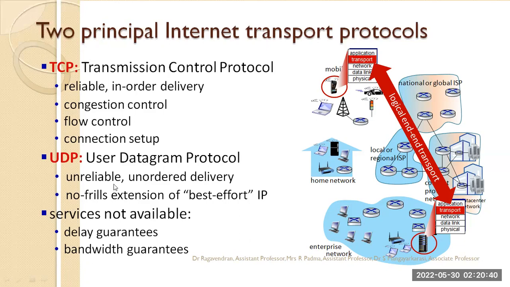The next is UDP, User Datagram Protocol. It is not reliable. It provides unordered delivery, with no frills, an extension of best-effort IP. Services such as delay guarantees and bandwidth guarantees are not available. We can now talk about the principles and their protocols.